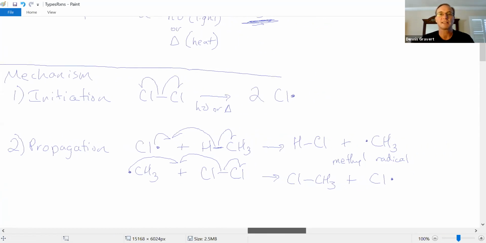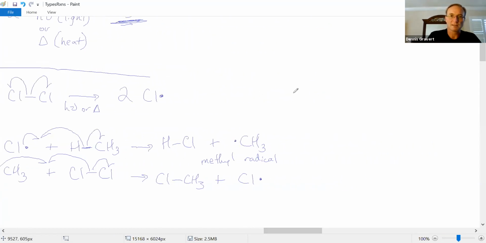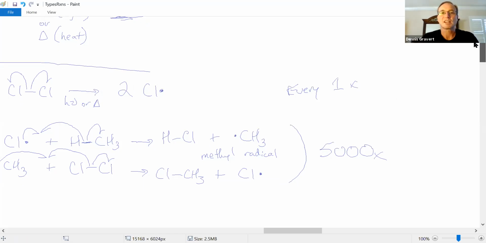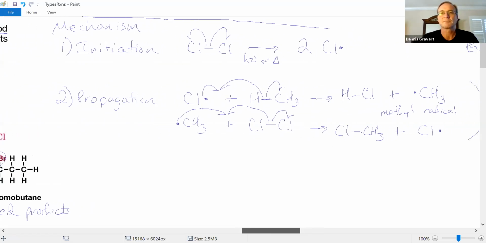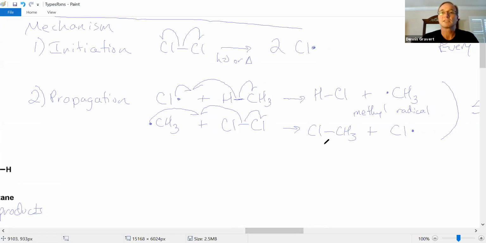In fact, in one study, for every one time that the initiation step takes place, so shine light in here and some of these react, well, every time one of the Cl2 molecules splits homolytically in the initiation step, this pair happens 5,000 times. So it's sort of like a chain reaction. Now that's not something you have to memorize. It just gives you some insight into this mechanism. So the propagation steps are where the products are forming, hydrochloric acid and chloromethane. But this keeps going.